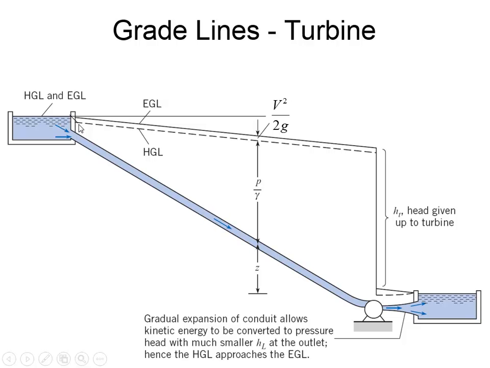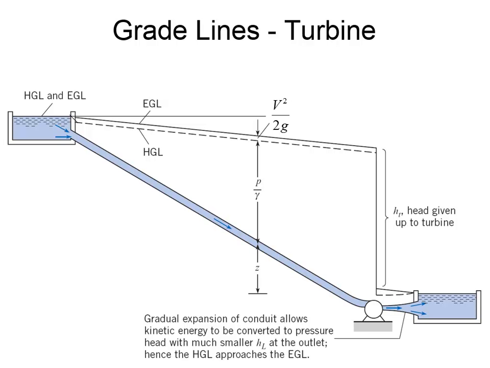And then, why is it that this line isn't parallel to the pipe? The pipe is going down. Why is it that the EGL and the HGL, the slope is different than the slope of the pipe? It doesn't pertain to elevation. The slope of the EGL and HGL relates to the rate of energy loss due to pipe friction. That pipe is going to lose energy at the same rate whether it's horizontal or whether it's inclined.